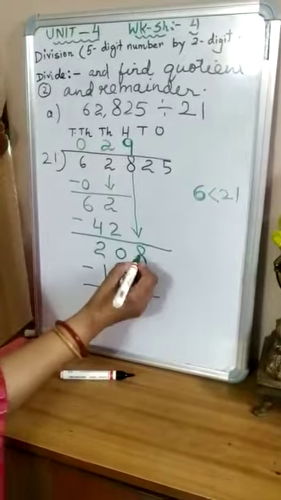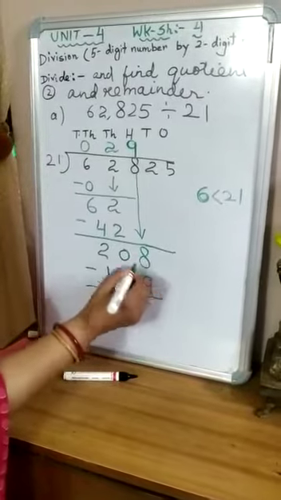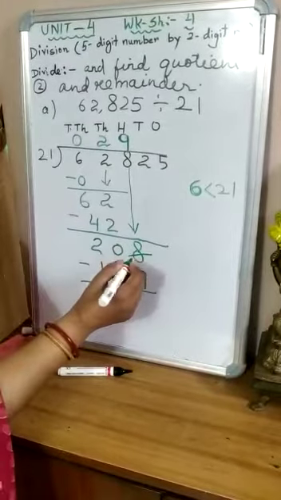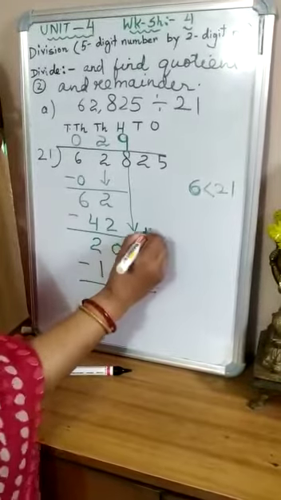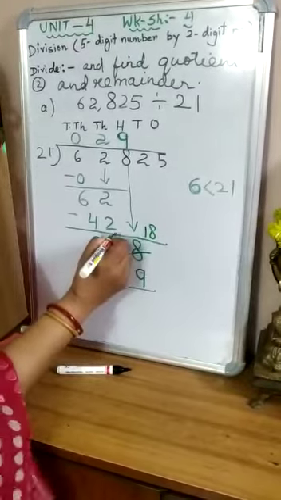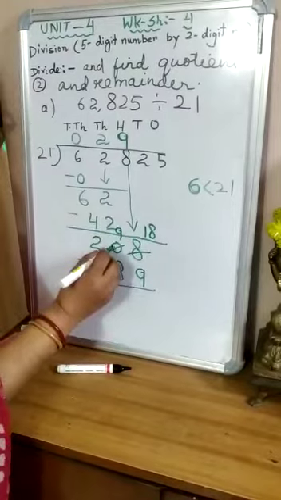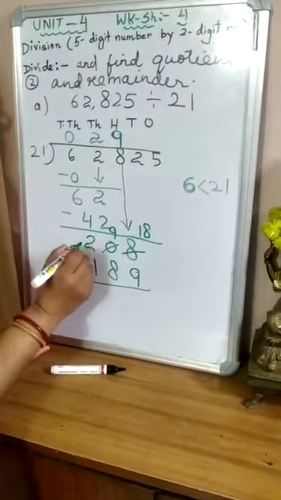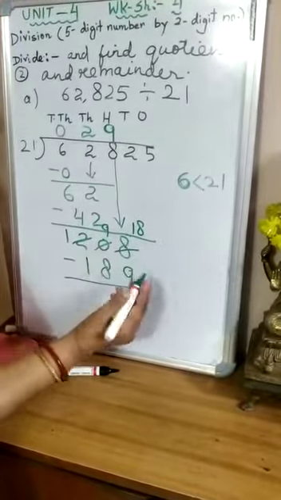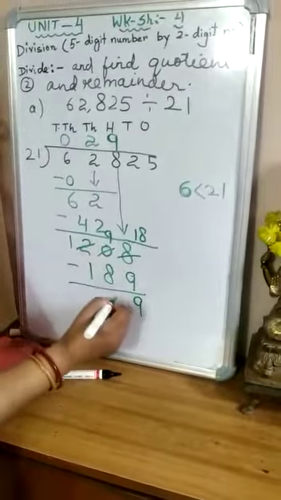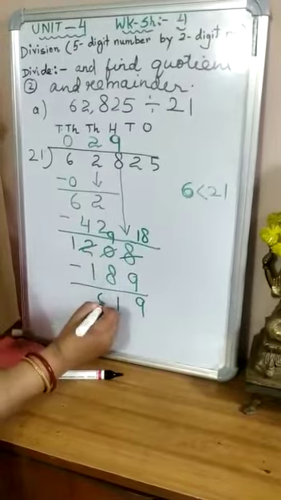It is applicable. So 8 minus 9 is not possible. I will borrow. So this 8 will become 18 and this 0 will become 9, because 0 is borrowed from here. So the 2 will become 1. Okay. Now 18 minus 9 is 9. 9 minus 8 is 1 and 1 minus 1 is 0.